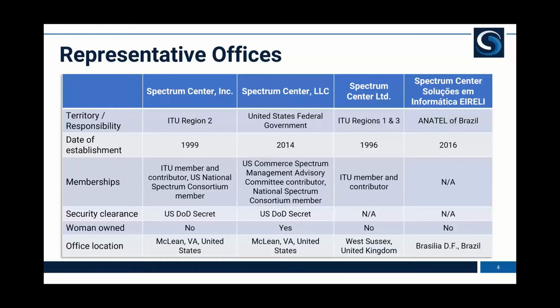And we have a sister organization known as Spectrum Center LLC that focuses on providing professional services, engineering services to the U.S. federal government. It also holds a GSA PSS schedule, also holds security clearance, and is also located in the McLean, Virginia area. And we have an office in the UK. The office in the UK primarily focuses on sales efforts in the Eastern Hemisphere, which in the spectrum regulatory world we would classify as ITU regions 1 and 3. It is also a member of the ITU and a contributor, and based out of the United Kingdom.